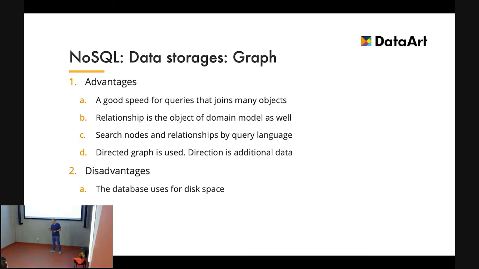Well, about disadvantages, a relationship is an additional object which is stored on the disk. And in this way, storage will need much more space when, for example, there are many relations.